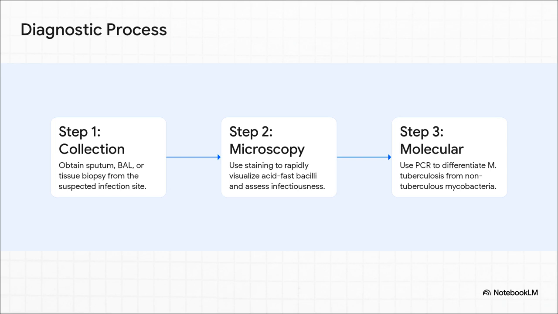Using special stains, we can see these acid-fast bacilli under the microscope, which is a rapid way to gauge if someone might be infectious. But, and this is a huge but, it's not the final answer. For that, you need step 3, a molecular test like PCR, which is usually done right alongside growing the bacteria in culture, which is still the gold standard for figuring out which drugs will work.